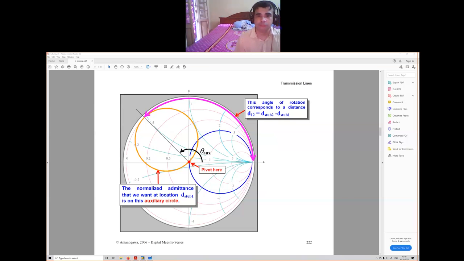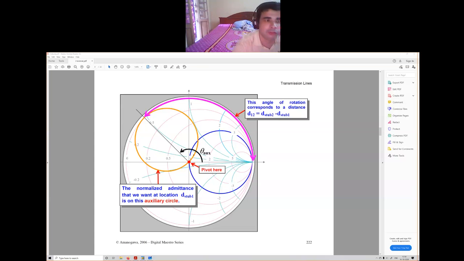And we move on. So this is how the two circles are coming. The blue circle is the value of allowed load admittances at the point load LP2. The orange circle is the allowed load admittances at the point LP1. Is this okay?